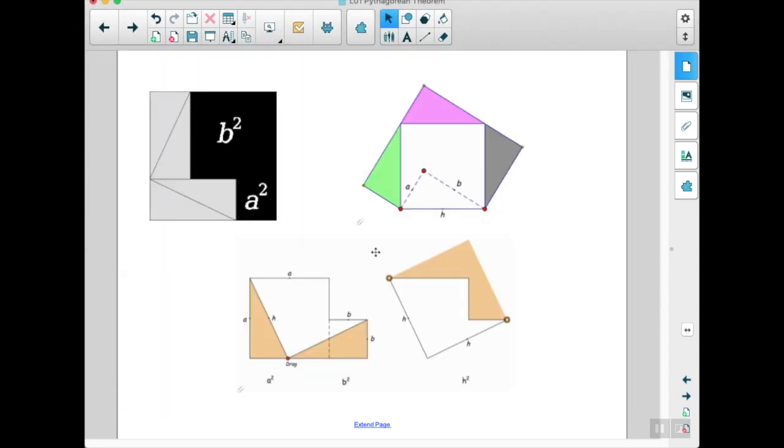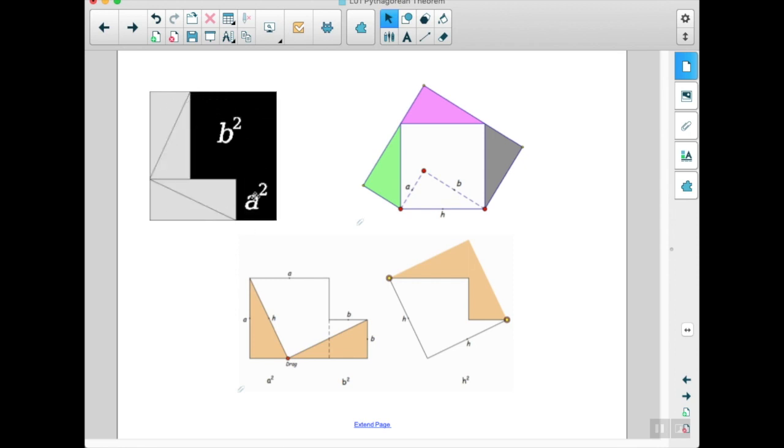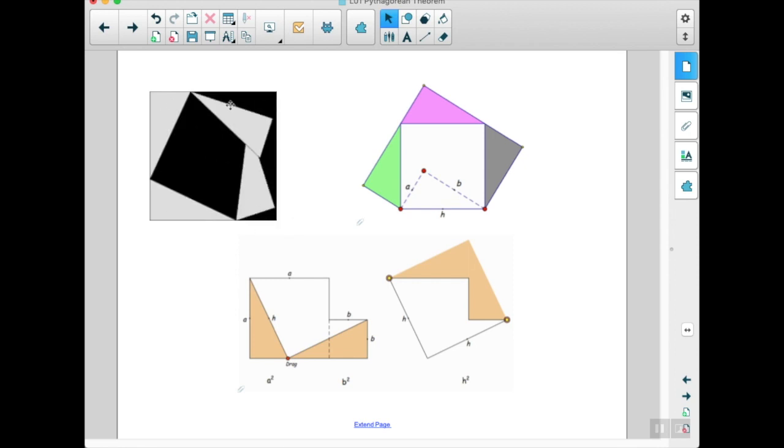And then I'll upload this one and see if you can follow that one. And then there's another visual sitting right there. This one's a similar idea where we're looking at 1, 2, 3, 4 gray triangles, and then we have the black area. And then the black area is reconfigured as a squared and b squared.